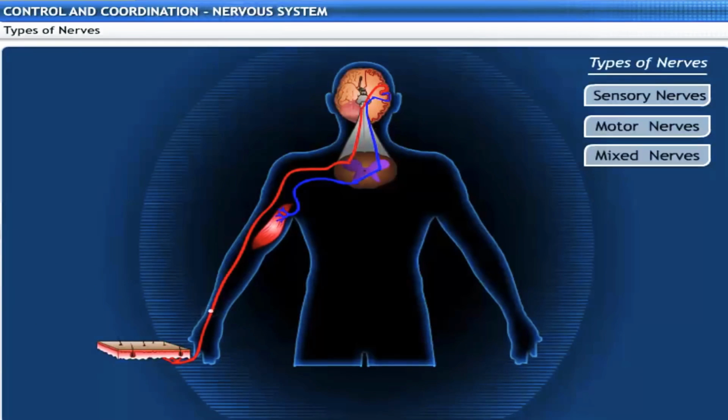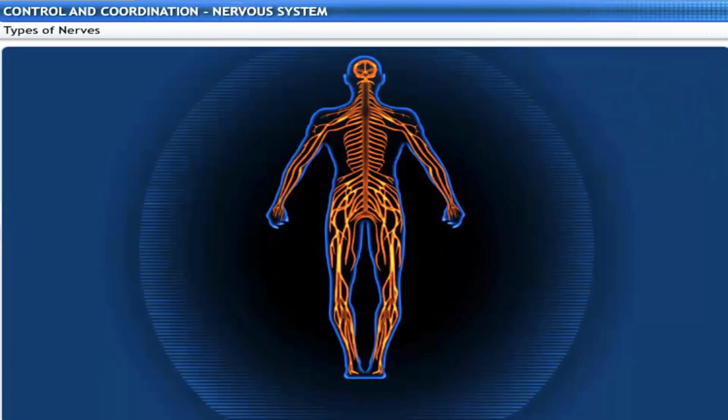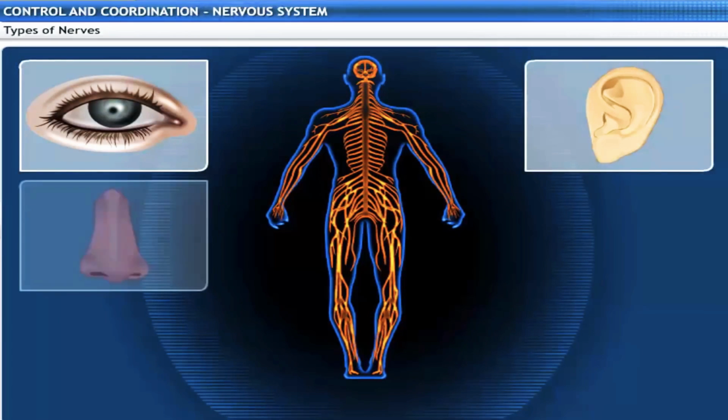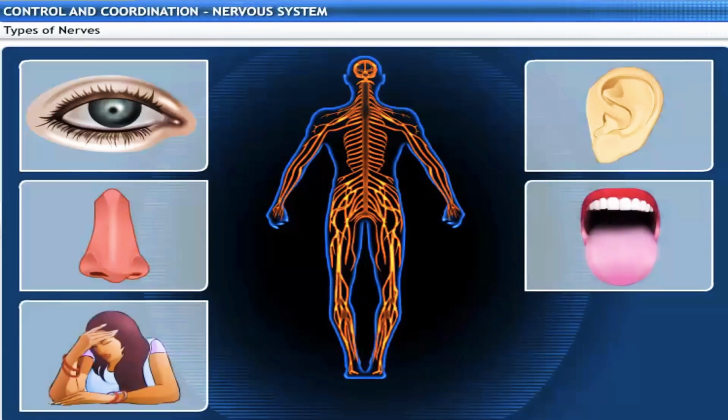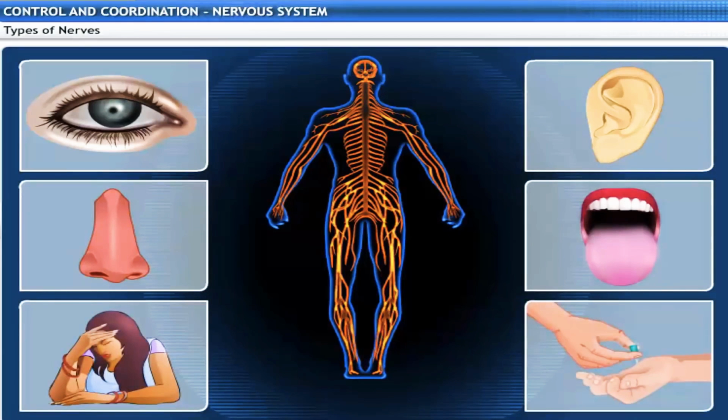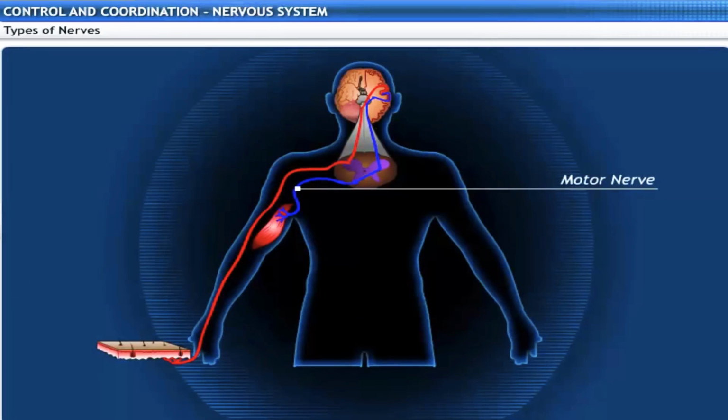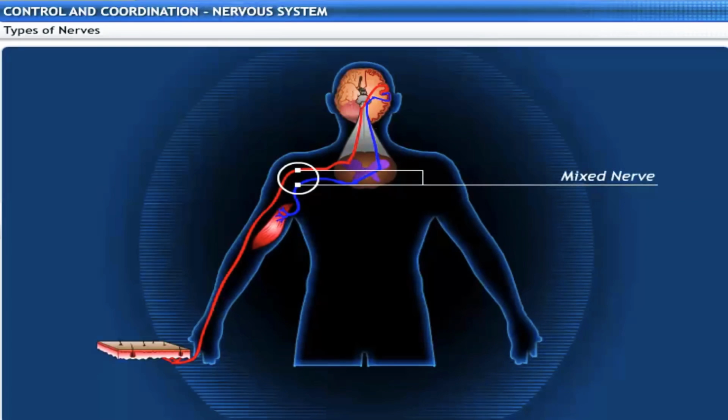Sensory nerves send messages from the sense organs to the brain or spinal cord. So, our sense organs provide the nervous system with information about the environment by means of sight, hearing, smell, taste, pressure, and pain. Motor nerves carry messages back from the brain or spinal cord to all the muscles and glands in the body. Mixed nerves carry both sensory and motor nerves.